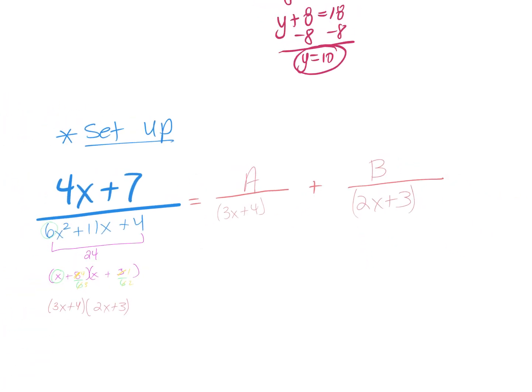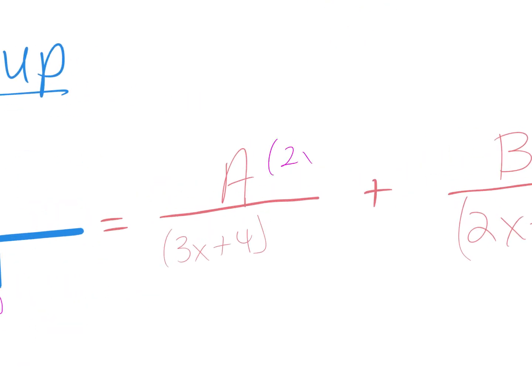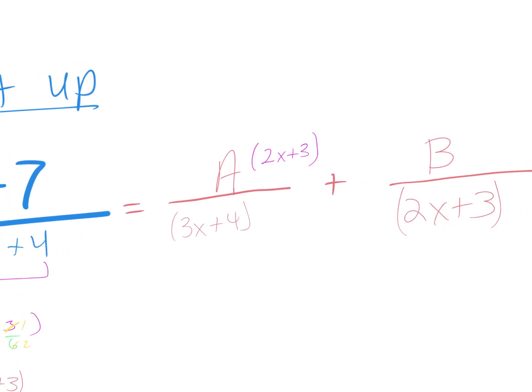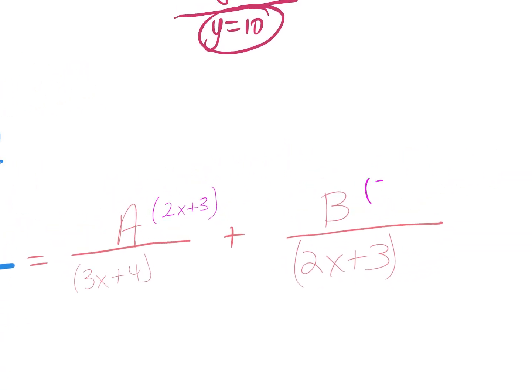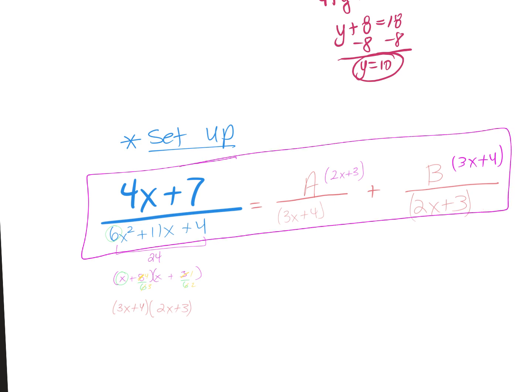Now, to finish the setup, because you want to make this balanced, you want the left-hand side to be equal to the right-hand side. What is the A numerator missing? It has the 3x plus 4. What is it missing? 2x. The 2x, what? Plus 3, okay. B has the 2x plus 3. What is it missing? The 3x plus 4. So if you are asked just to set up, this is what we're looking for.